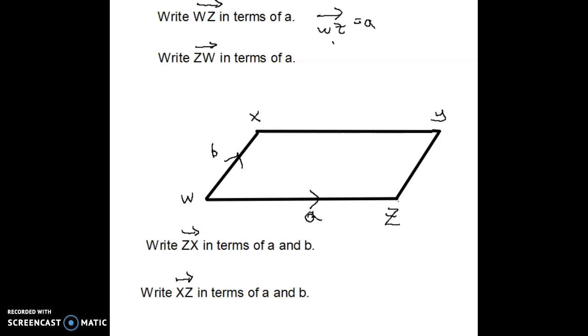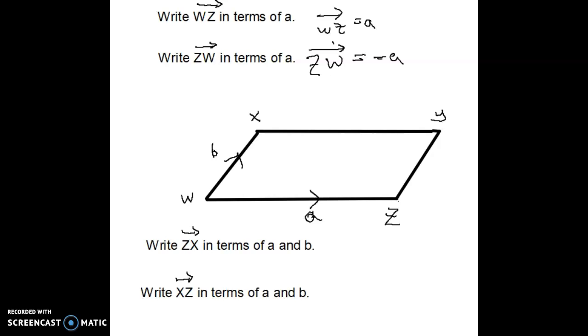Okay, the next question, write ZW in terms of A. Well, now we're going against the arrow. In this instance, we're not going to have a positive A, we're going to have a negative A. So ZW is going to be equal to negative A because we went against the arrow.